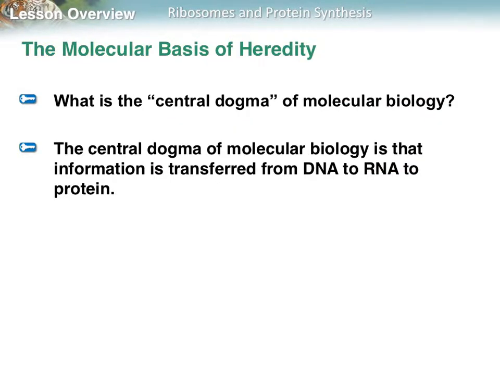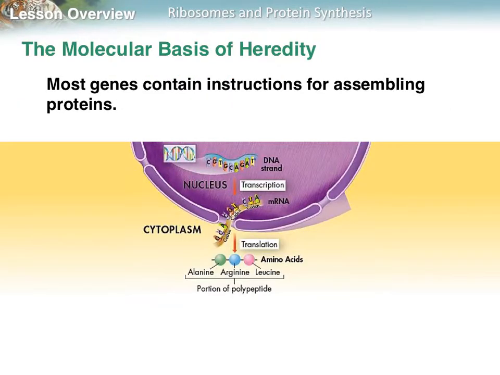What is the central dogma, or main idea, of molecular biology? The central dogma of molecular biology is that information goes from DNA, then to RNA, then to protein. So DNA to RNA to protein. The idea here is that most genes contain the instructions for assembling a protein. So the gene, the segment of DNA, is the instruction for assembling a protein.